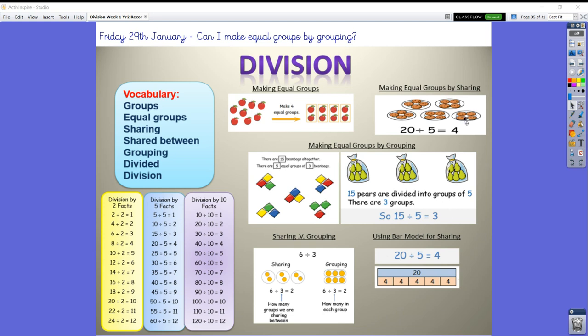So, we are going to be looking at making equal groups by grouping. Whoops, I forgot to go through our top sheet. So, we've got groups, equal groups, sharing, share between, grouping, divided, and division. We're going to be making those equal groups, and making them by sharing. Yesterday we looked at making them by grouping, so grabbing those objects in groups of. Then we need to think about, are we going to share, are we going to group, and then link it to our bar model. We're also going to think about when we divide by 2, 5 and 10 and learning some of those facts.